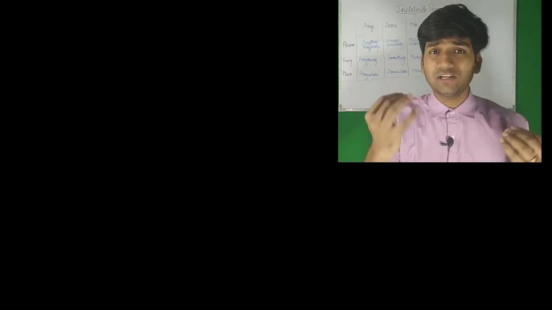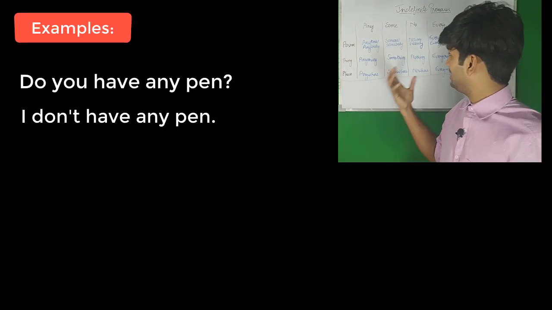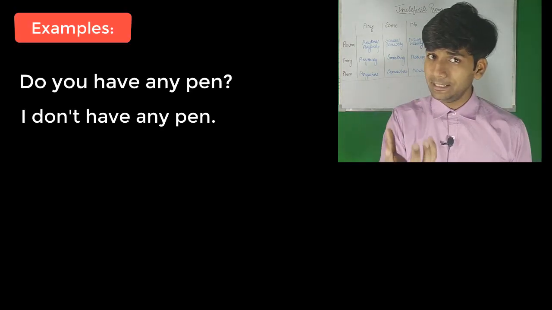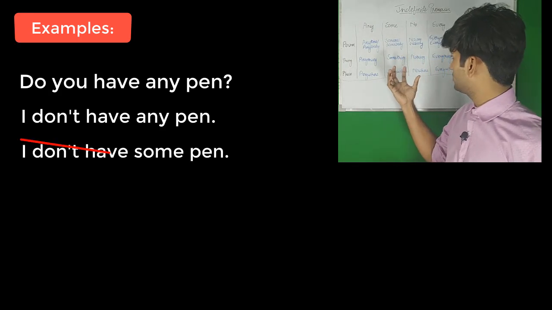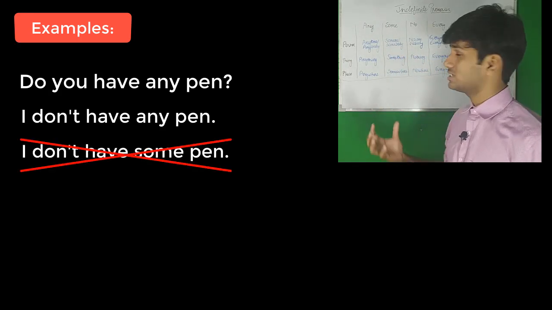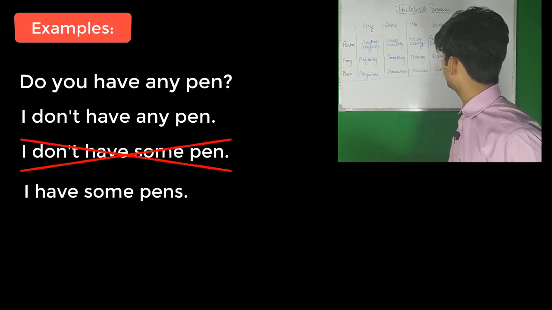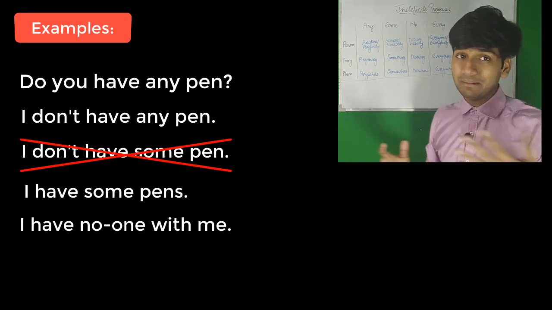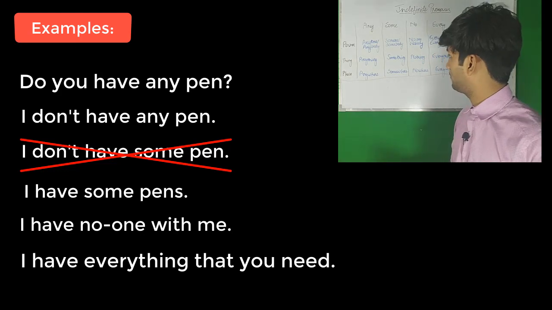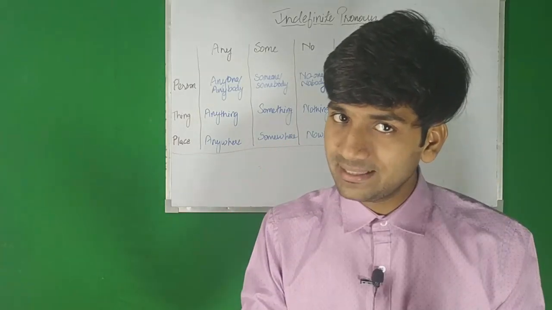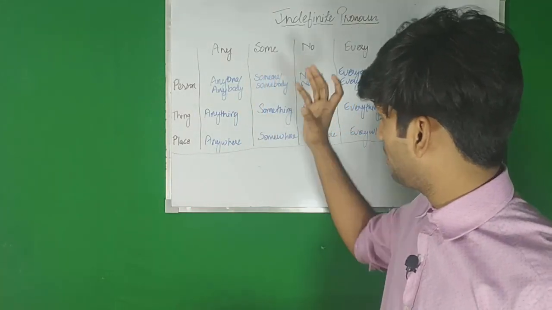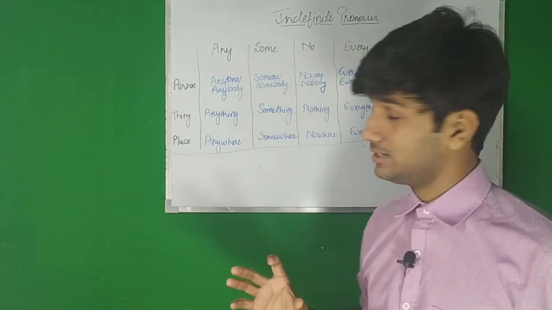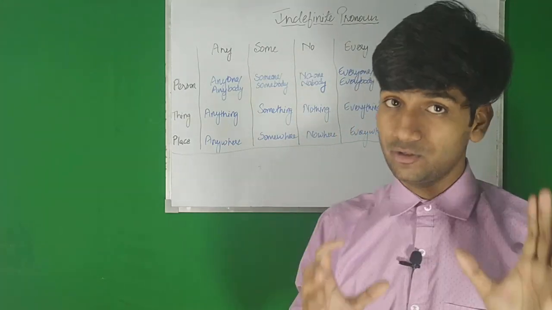So pronouns starting with any are used in negative and interrogative sentences, as we use any, right? And the pronouns starting with some are used in positive sentences, that we already know. No is used in positive, every is also used in positive, and can be used in negative in some cases as well, right? Always keep this in mind that all these indefinite pronouns that we're looking at right now are used with singular verbs, all right?